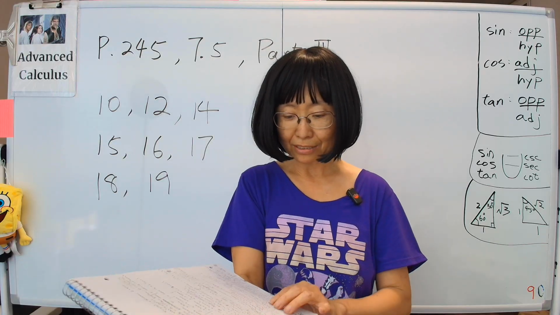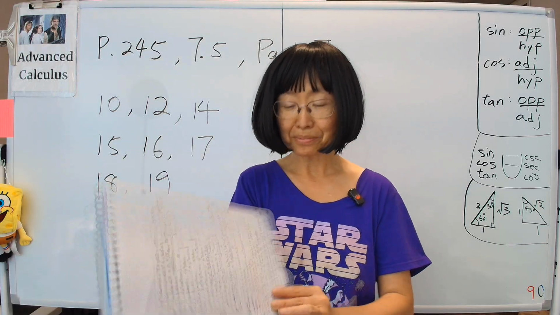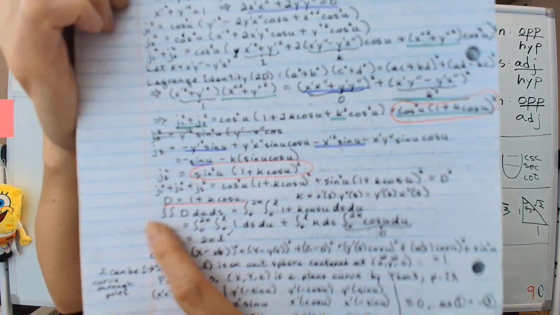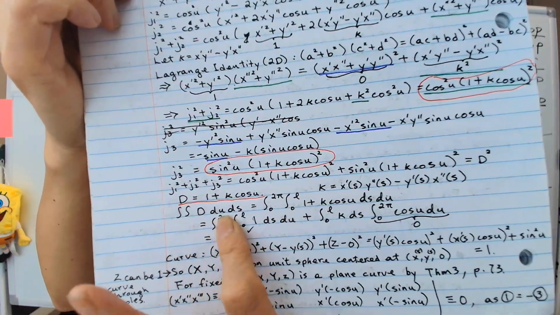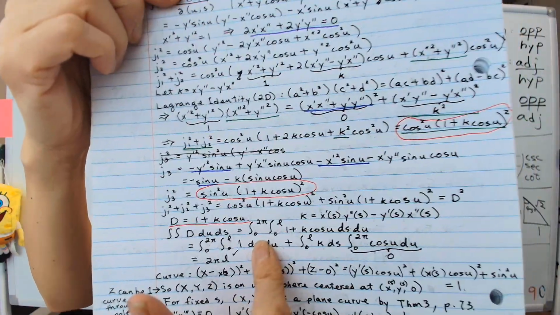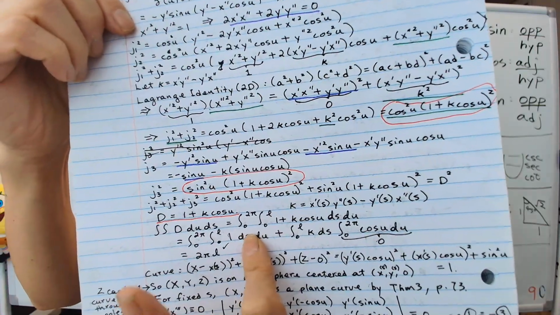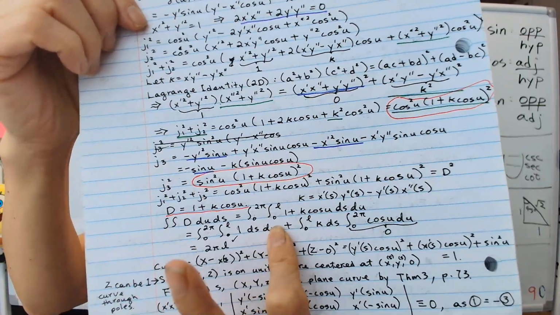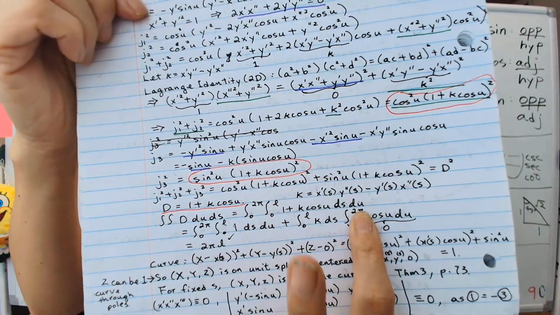So let's take the double integral following the formula. The area that we were looking for is the double integral du ds, where u goes from 0 to 2 pi and s goes from 0 to L, and we're going to integrate this thing. We'll divide it into 2 parts.